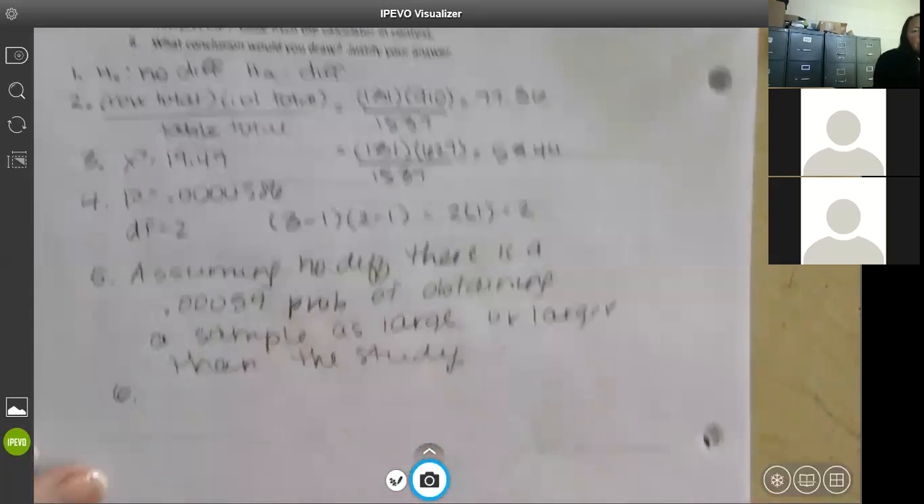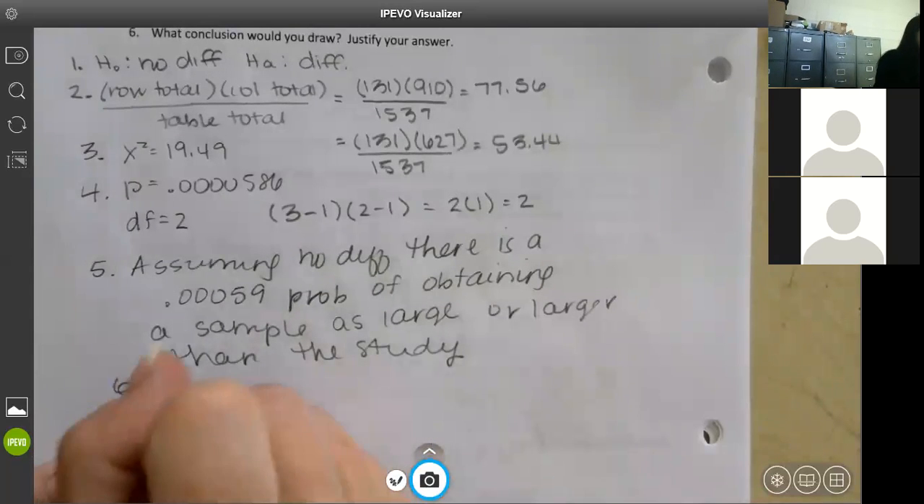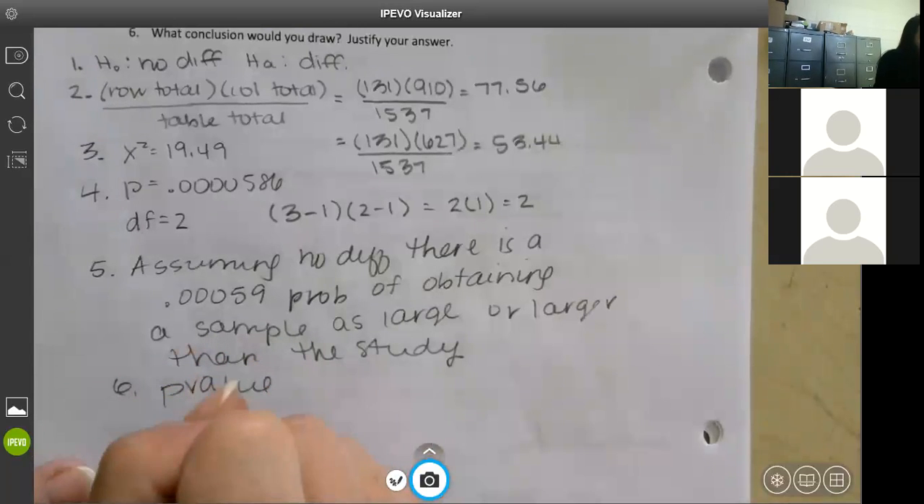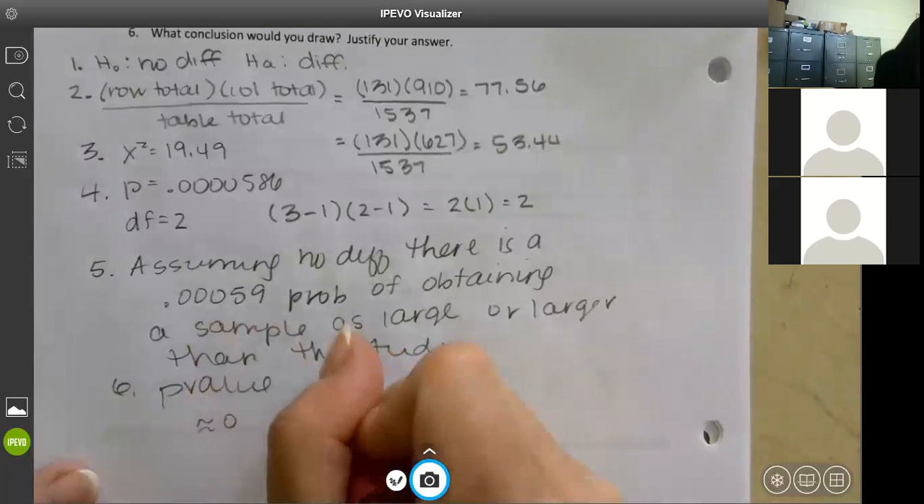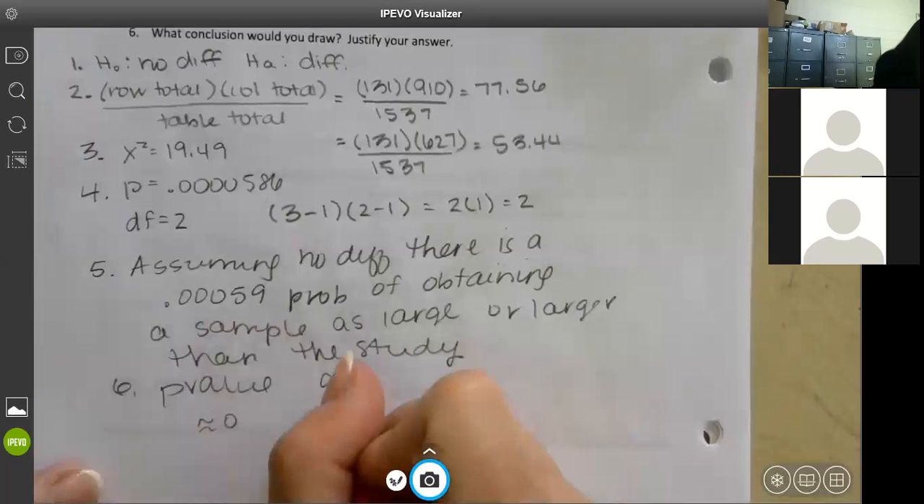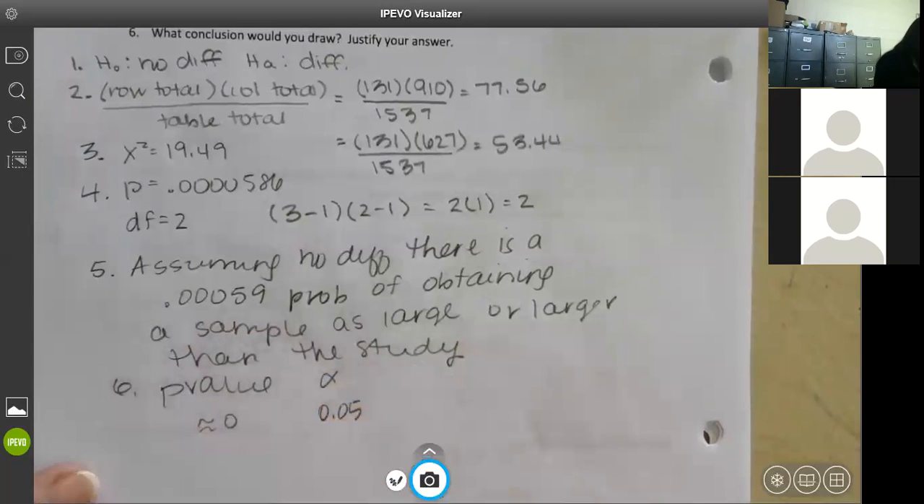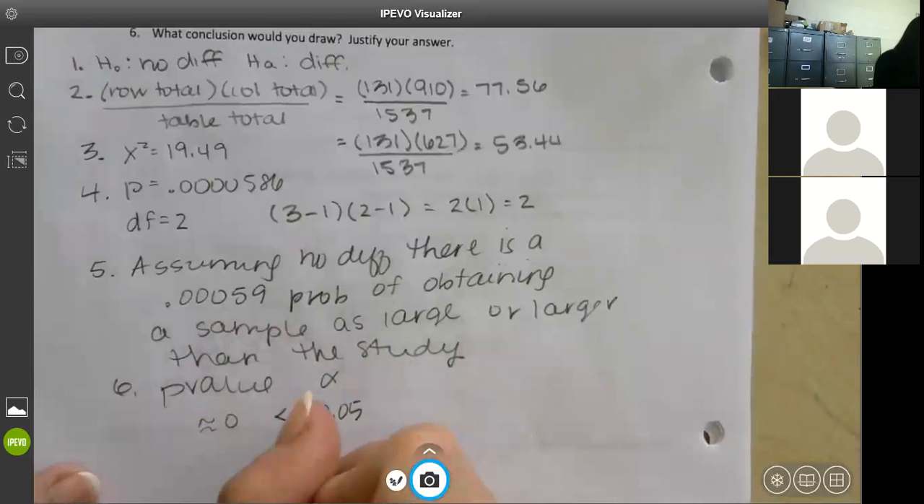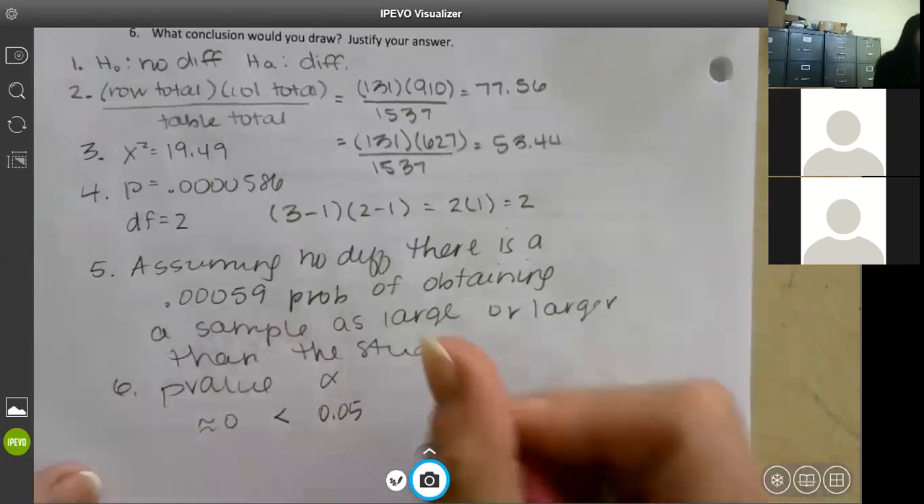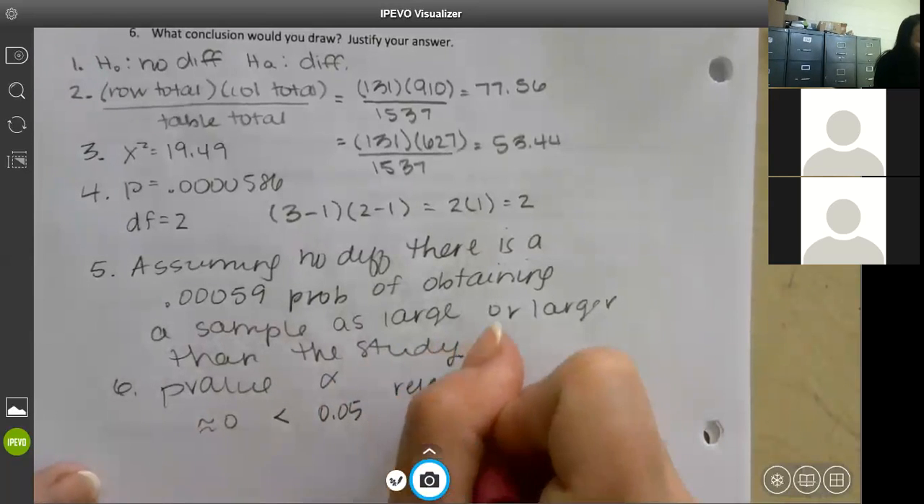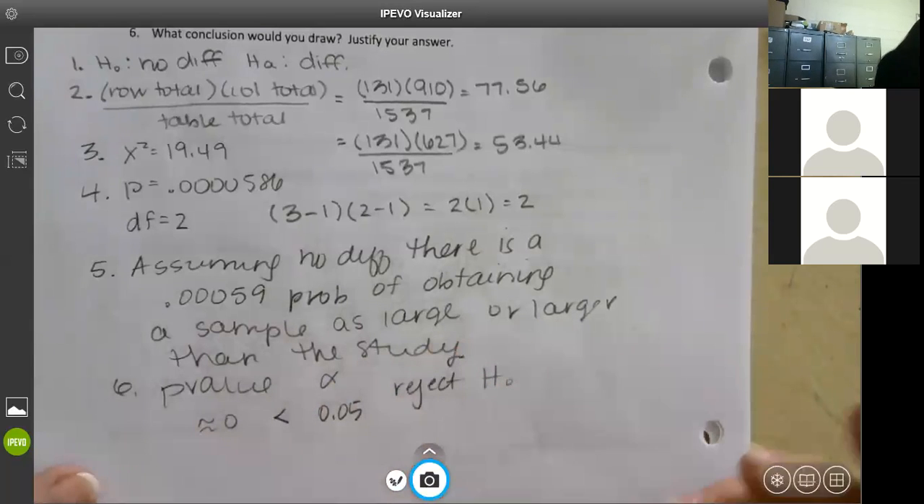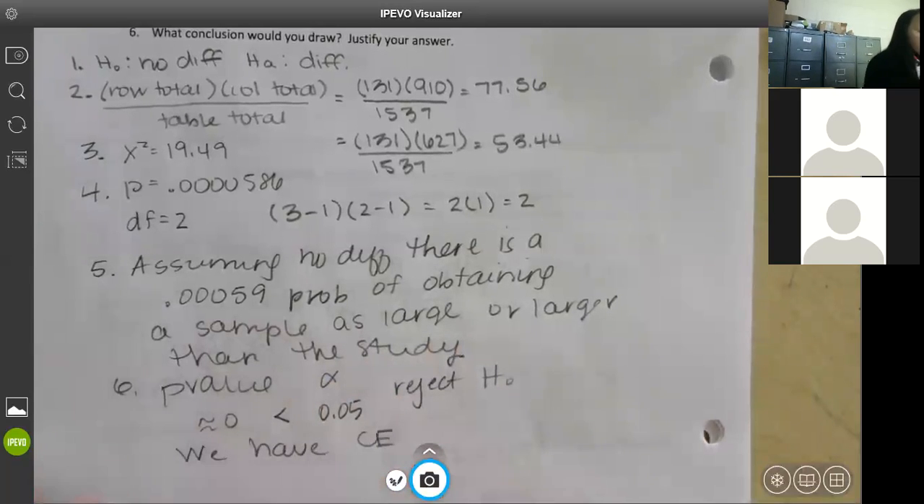And then the last thing that we're doing is what conclusion would you draw? Your p-value is essentially 0. Your alpha level that they didn't give you is going to be 0.05. So we know that it's less. So we do what? Reject H sub 0, which means we have convincing evidence that there is a difference. Any questions?